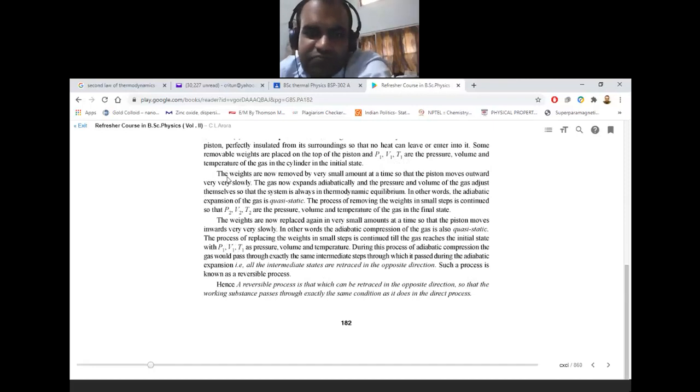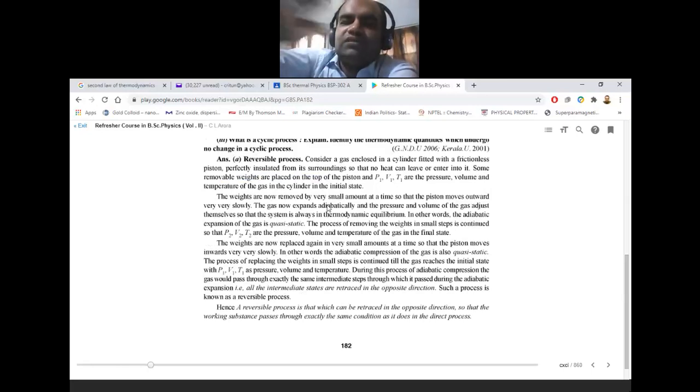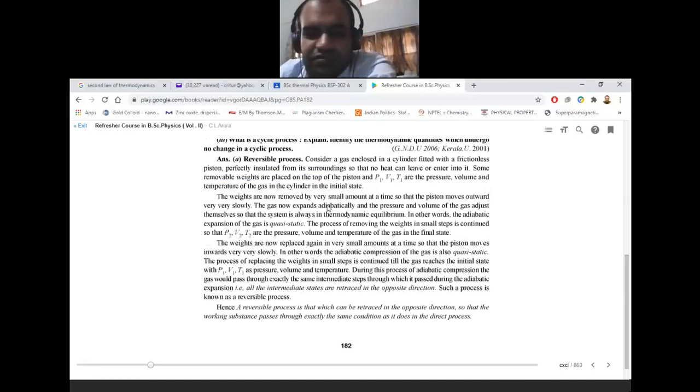Now initially P1, V1, T1 are the pressure, volume, temperature when you have already put the weights on the gas. Now what you will do? You will remove the weights. The weights are removed by a very small amount at a time. One weight you remove, then the other one, very small amount, not suddenly, not all of a sudden, not a huge amount of weight, but you remove the weights one by one very slowly at a time, so that the piston moves outward very slowly. The piston has to move outward. So initially this is the position. Can you see both my hands?